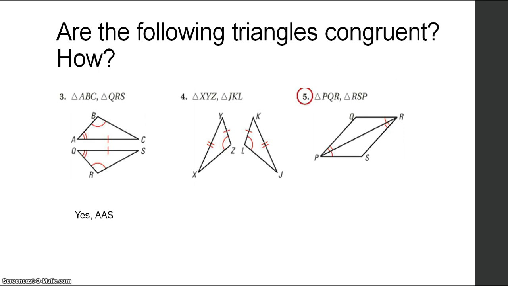Let's take a look at number 4 now. So I have 2 sides and an angle. So the only one that has 2 sides and an angle is side, angle, side. So what we want to do is analyze the actual angles and make sure that they're in the right place.